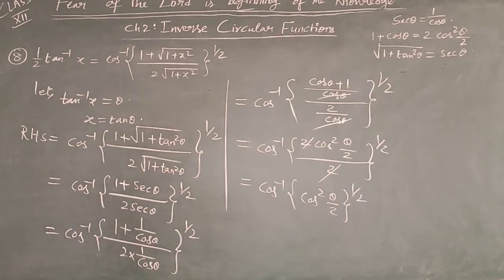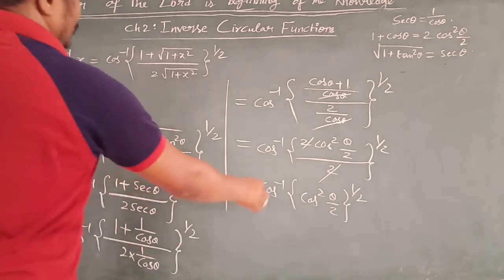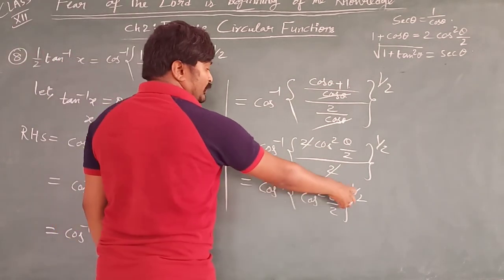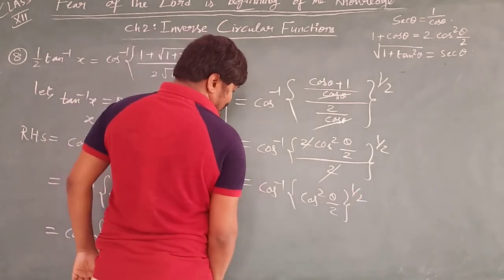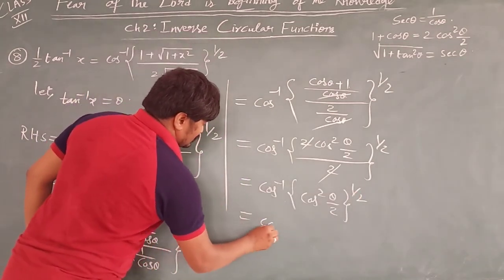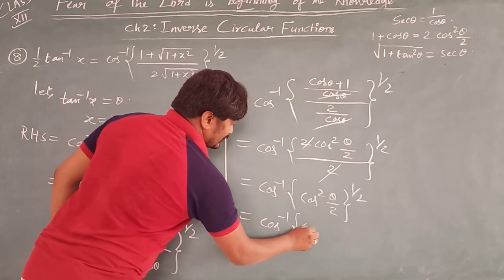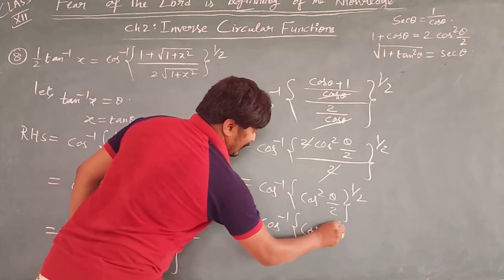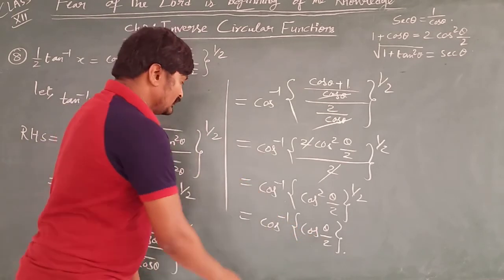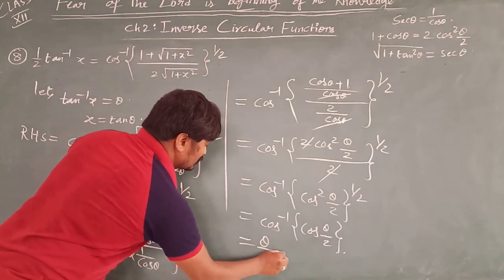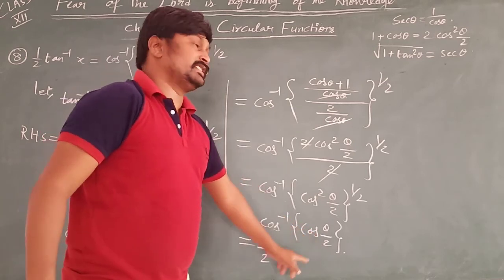So now what we can do with this is use a power m whole power n is a power mn. So in that form, if the 2 gets cancelled, what are you going to get? Cos inverse, you get cos theta upon 2. Now cos inverse cos theta is nothing but theta. So here it is theta upon 2.